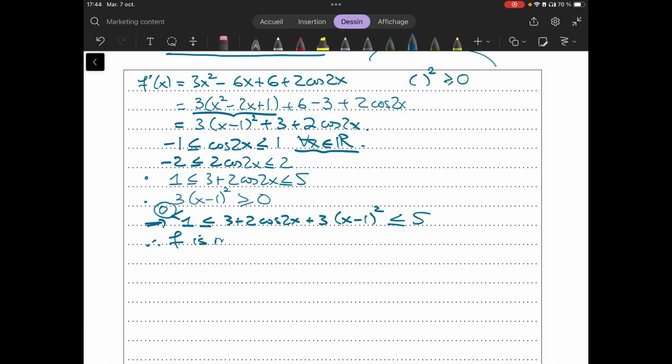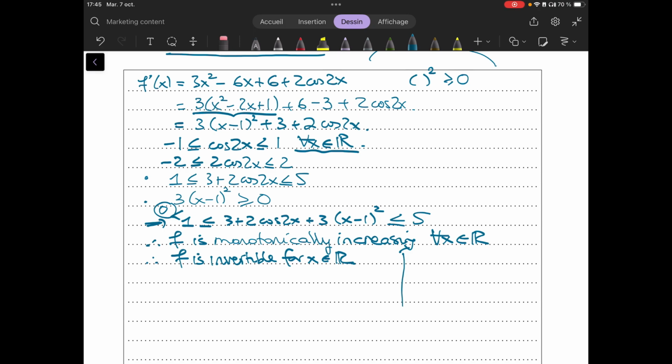That means that f is monotonically increasing for all real x. That means that f is invertible for all real x. You can use a diagram to support your answer. You don't have to. Examiners know what you're trying to prove.